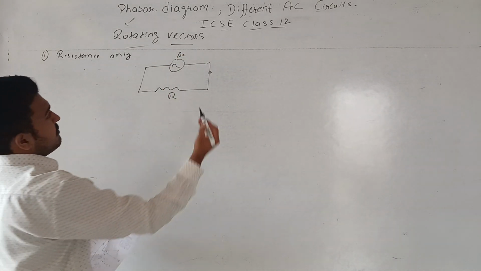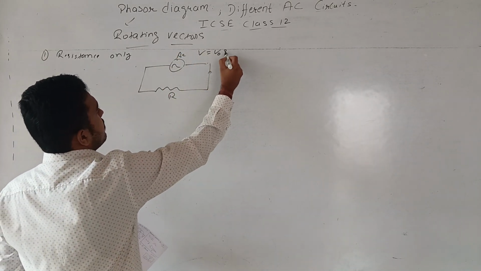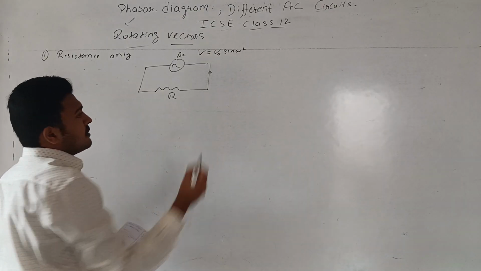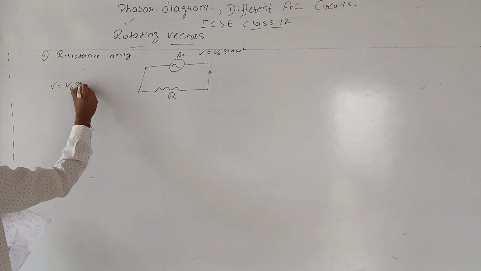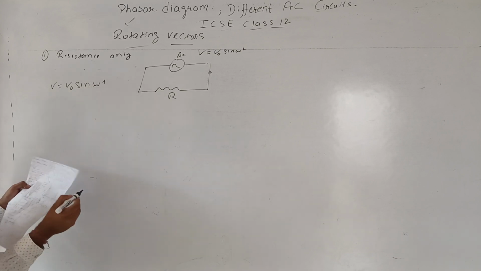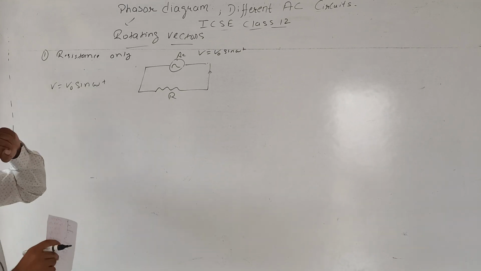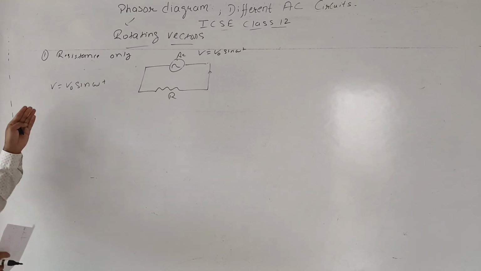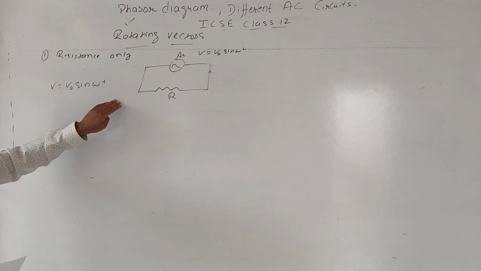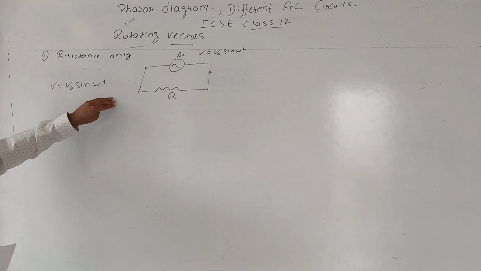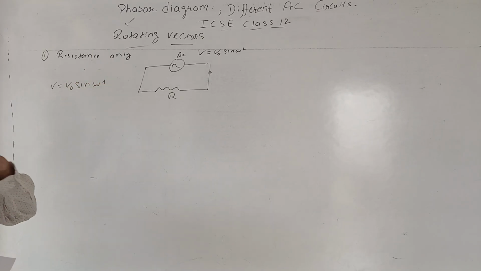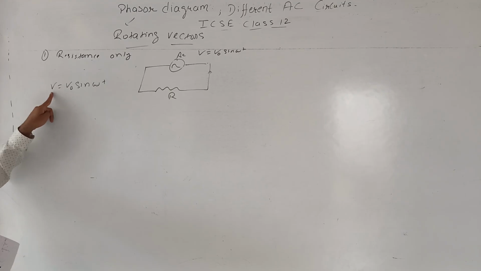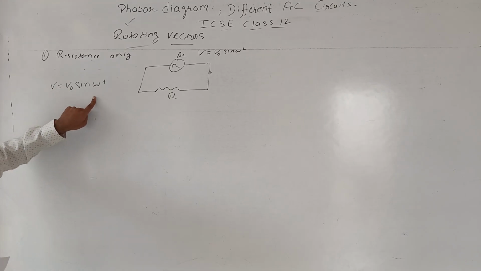So let the alternating potential be V equal to V naught sin omega t. The first step is we know V is V naught sin omega t because this is the alternating potential. Now to make a phasor diagram we must know the phase angle between the potential difference and the current. So this is the potential. Now we want to know about current.